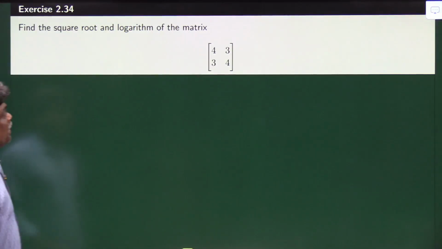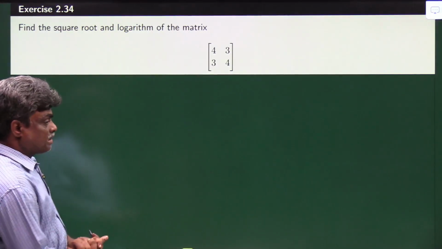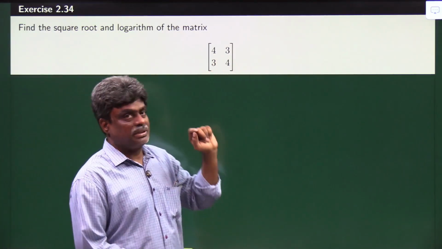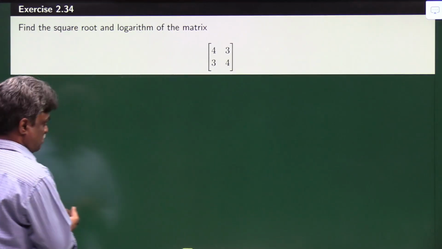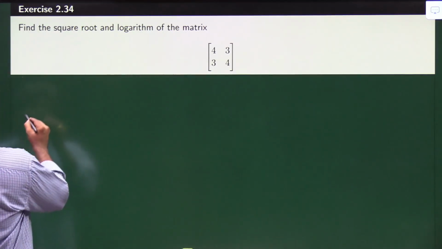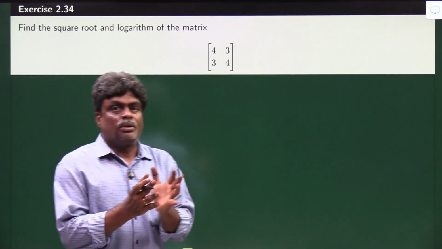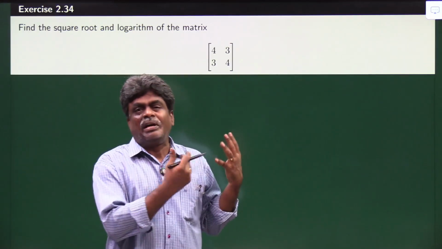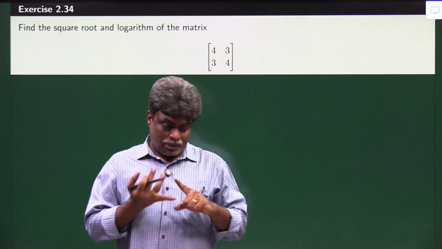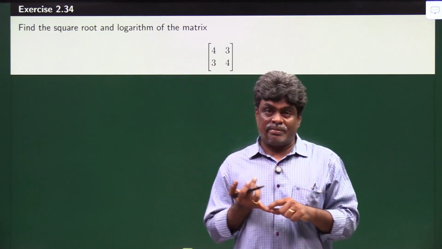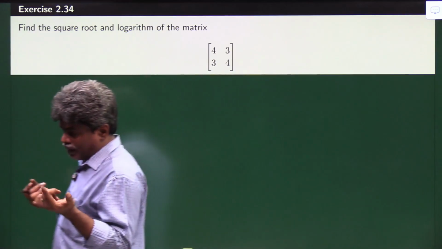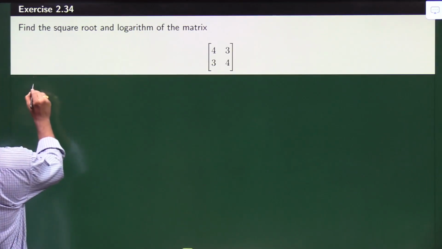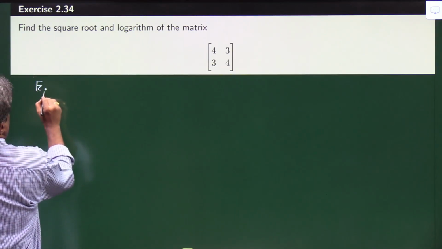Right, so here is the next question, and they are asking for the square root and the logarithm of this matrix 4 3 3 4. This is also a very interesting question. If you want to find the square root or logarithm or sine or cos or whatever, some function of a matrix, first we have to find eigenvalues and eigenvectors, and after that we have to apply the spectral decomposition method. So first let me find eigenvalues and eigenvectors of the given matrix.